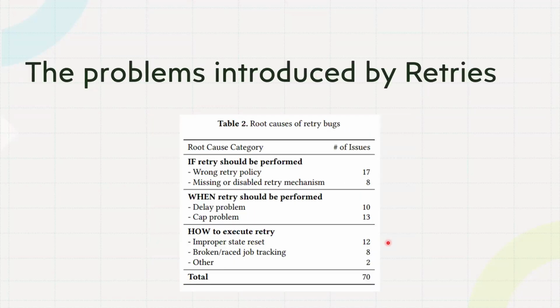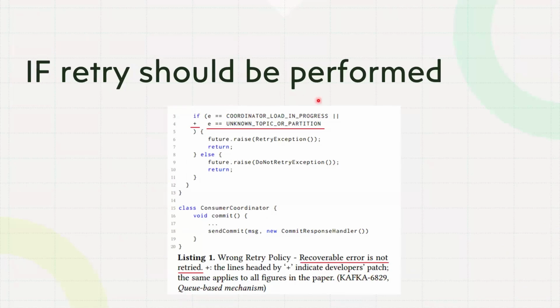The problems introduced by retries can be divided into three categories: if retry should be performed, when, and how. If retry should be performed could be the case when a recoverable error is not retried when it should be. For example, in Kafka, they found that on an unknown topic or partition error, they were not retrying when they should, and it was resolved in this issue.